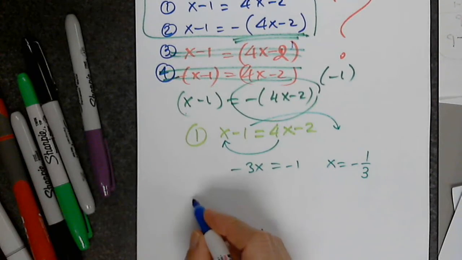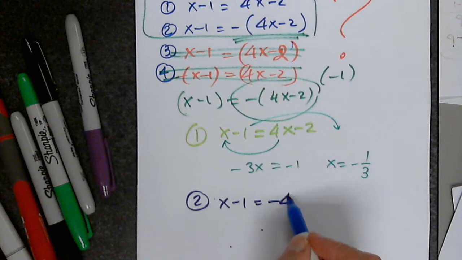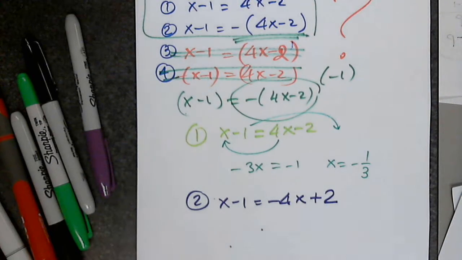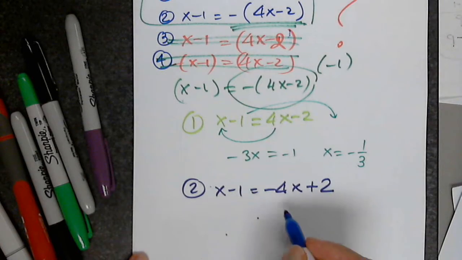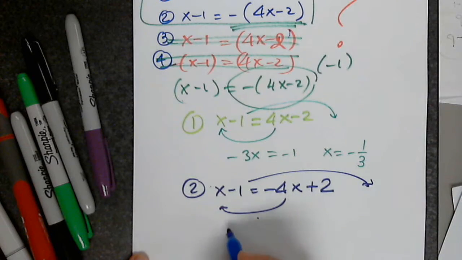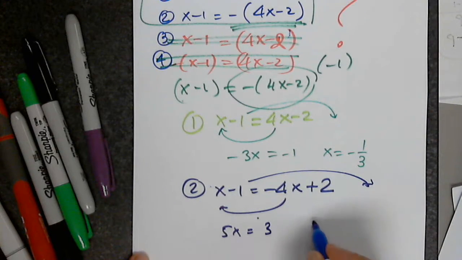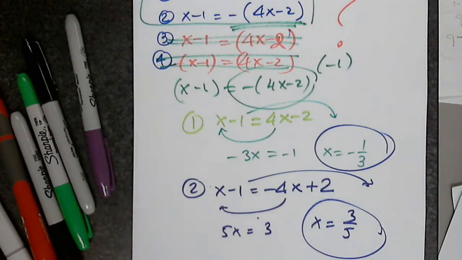And here's the second option. Second option is x minus 1 equals negative 4x plus 2. Still linear. You do whatever you want. Again, I'm going to bring 4x and I'm going to bring 1. So then I have 5x equals 3, x equals 3/5. And here are my two solutions.